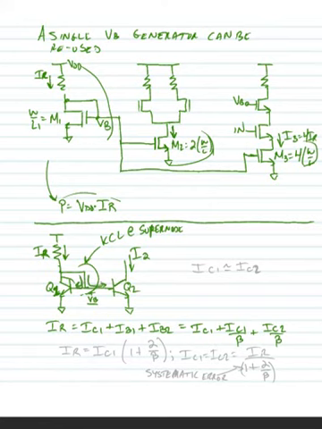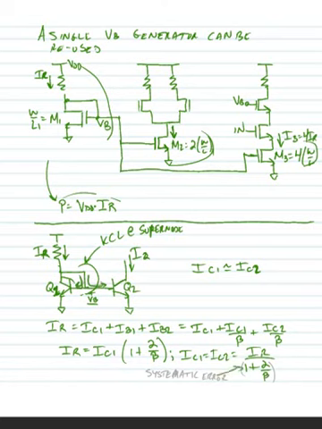And we can make a further assumption that IC1 is approximately equal to IC2 in the case where we're trying to make IR equal to I2 here. And we can further write IR is equal to IC1 times (1 plus 2 divided by beta). Or we can say that IC1 is equal to IC2 is equal to IR divided by (1 plus 2 divided by beta).